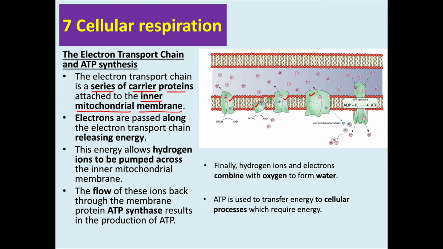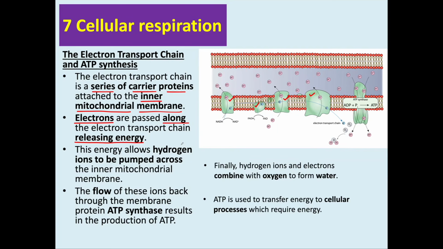That's this area here. Now, the electrons that were brought by the NADH, they brought along hydrogen ions and electrons. The electrons are passed along the electron transport chain, releasing energy. So those electrons, we can follow their path there. There's one electron, there's another one, and another one, and then eventually they leave. So they'll pass all the way along this electron transport chain, this series of carrier proteins, and they will release energy as they do that.